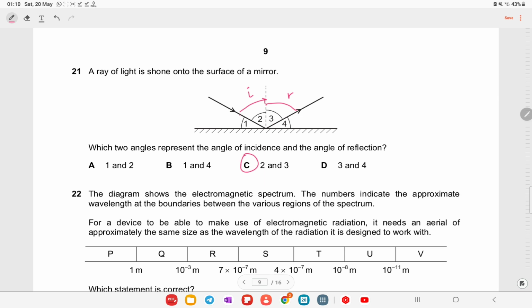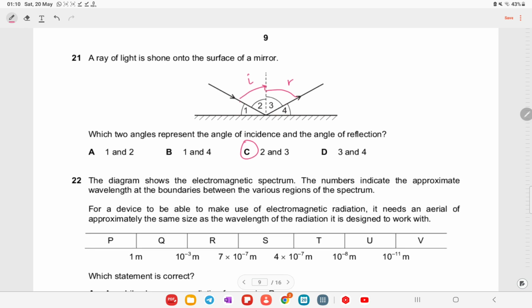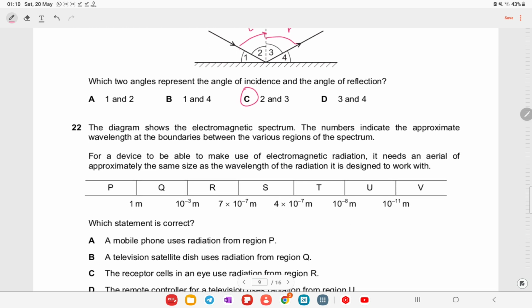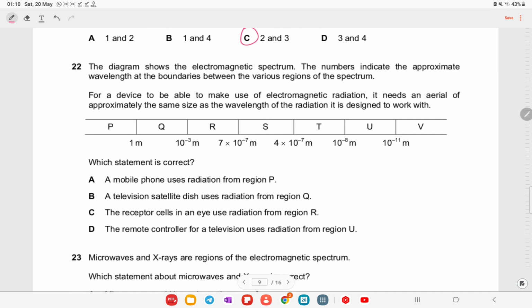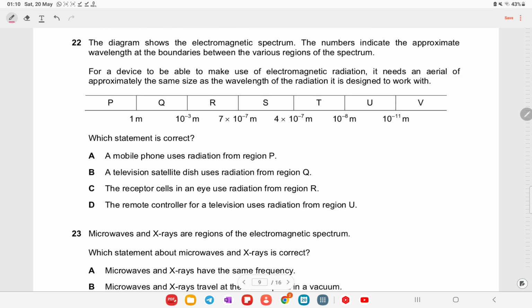The diagram shows the electromagnetic spectrum. The numbers indicate the approximate wavelength at the boundaries between the various regions of the spectrum. For a device to be able to make use of electromagnetic radiation, it needs an area of approximately the same size as the wavelength of the radiation it is designed to work with. Which statement is going to be correct?